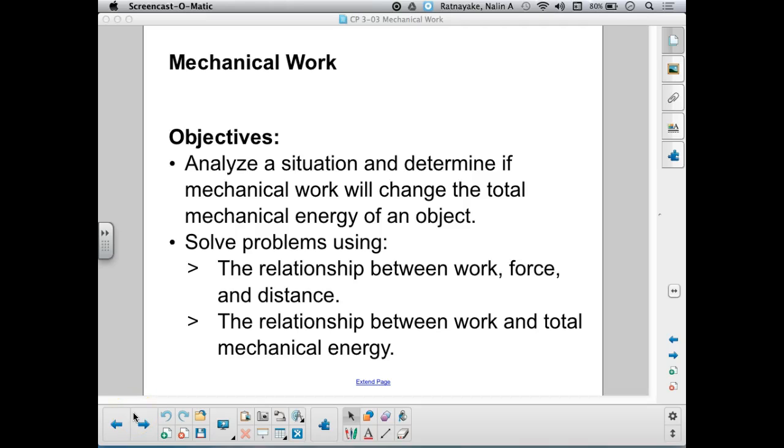Hello students. In this lecture we're going to learn about mechanical work and what it can do to objects with mechanical energy. We're going to analyze the situation and determine if mechanical work will change the total mechanical energy of an object. And you should also be able to solve problems using the relationship between work, force, and distance. And there's a second relationship that we're going to learn about, and that's the relationship between work and total mechanical energy.